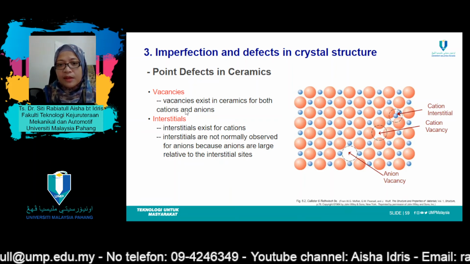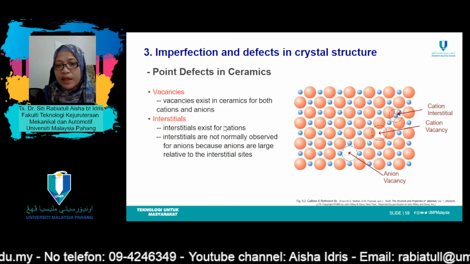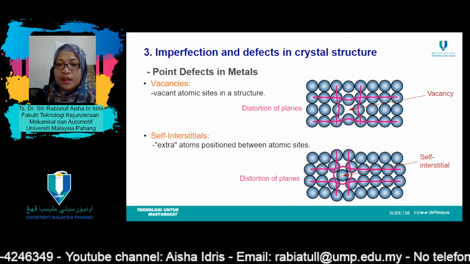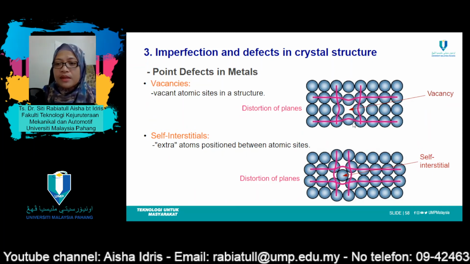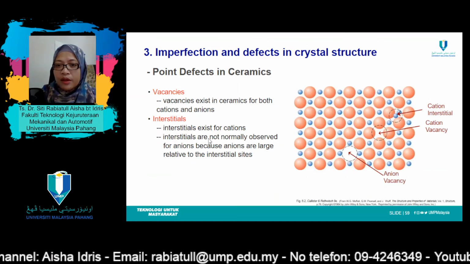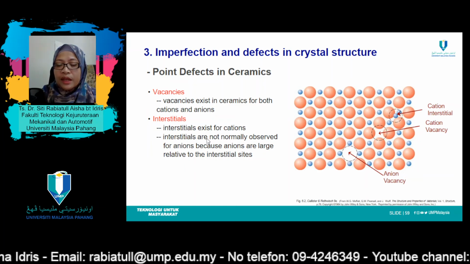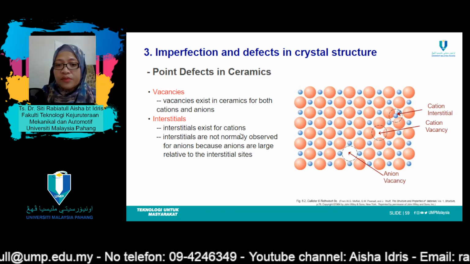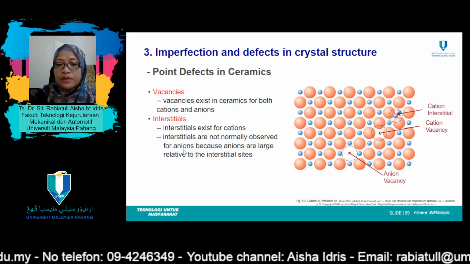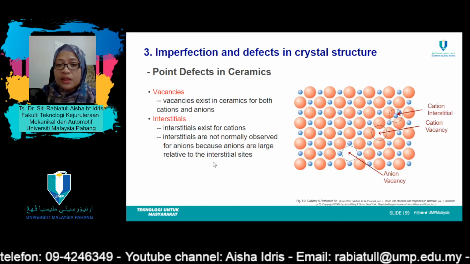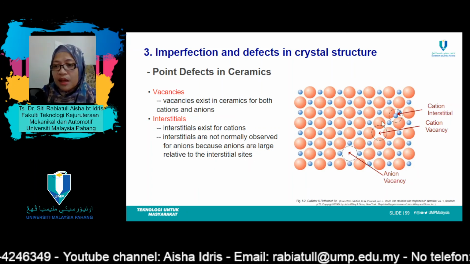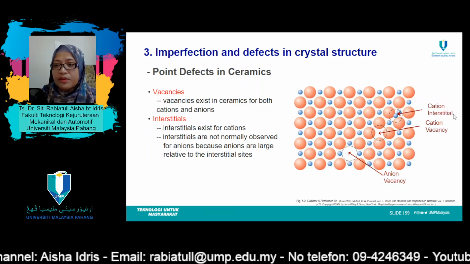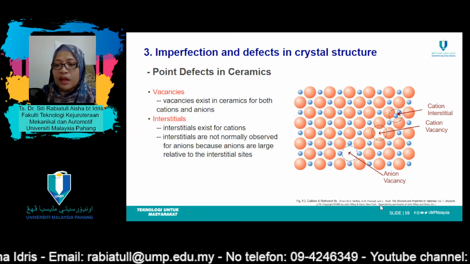After that, in ceramic, vacancies exist for both cations and anions. Just now was the point defects in metals, where the atomic sizes are the same. For ceramic, it consists of anions and cations, so vacancies can exist in either of them. Same goes for interstitials, which exist for cations. Interstitials are not normally observed for anions because anions are large relative to interstitial size. You can refer to this figure here: the cation interstitial, cation vacancy, and anion vacancy.